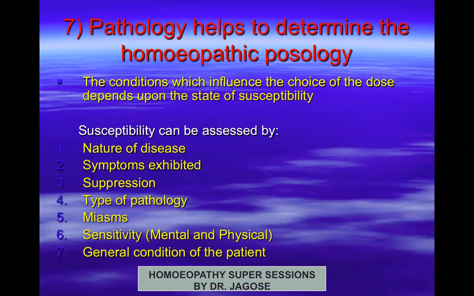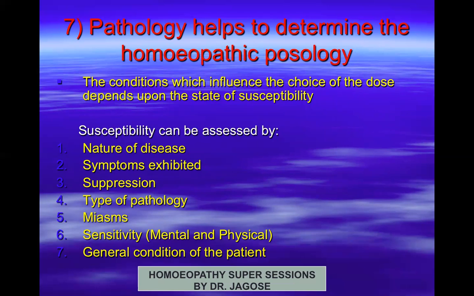The next point is pathology helps to determine the homeopathic posology. So the conditions which influence the choice of the dose depend upon the state of susceptibility. So basically, homeopathic posology will depend upon the state of susceptibility of the patient.